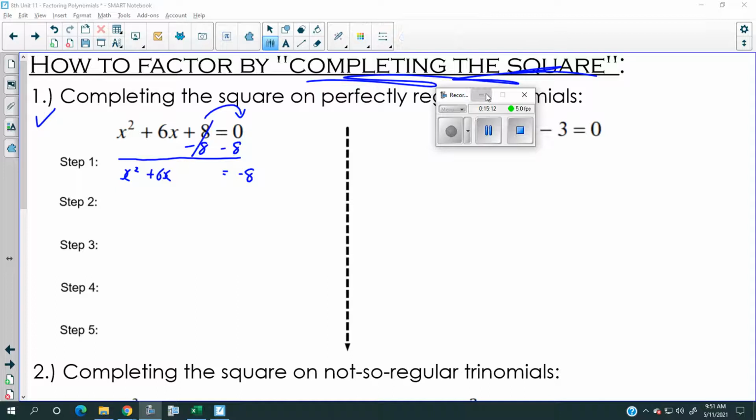In other words, I need to know what I can put in here so that I get a perfect square on the left. Now, you know and I know and everyone knows that this has to be a 9. And I kept this simple.